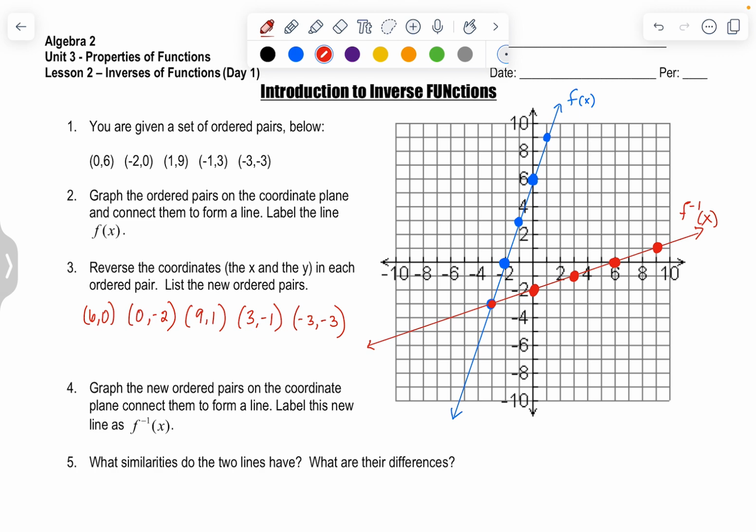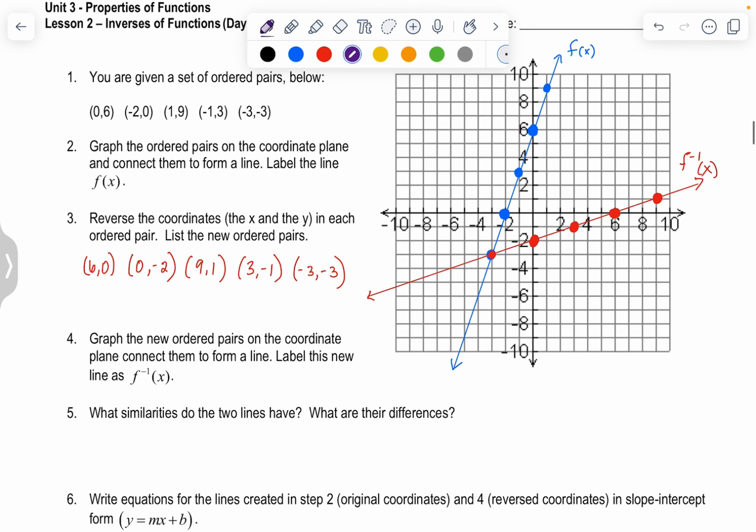All right, so it wants to know, what are some similarities that you see? What are some things that are the same? Things that are the same: they both go through the point -3, -3. They're both straight lines. Some differences: they have different y-intercepts.